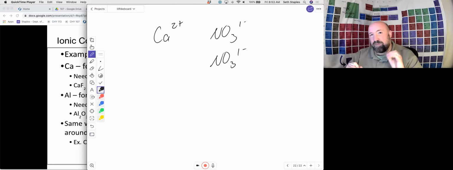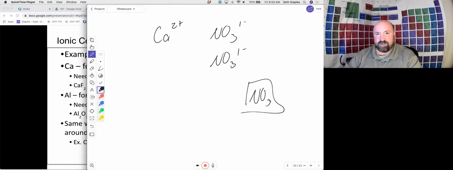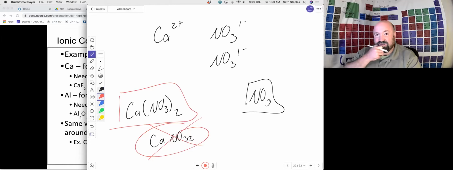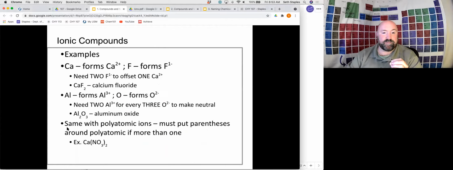But what I have to do now in my formula is make sure that I'm showing that it's a full 2 of these entire NO3s that I have in there. And I do that by using parentheses. This shows me that I've got 2 of the NO3 ions. If you don't have that, if you just do this, now it looks like I've got 1 calcium, 1 nitrogen, and 32 oxygens. And that is absolutely incorrect. This is our correct formula because it shows us that I have 2 of the nitrate ions.